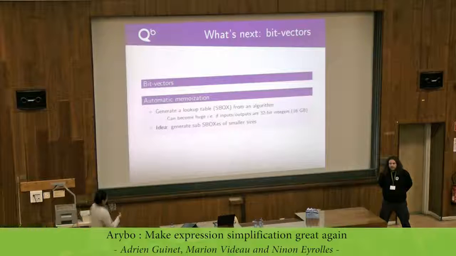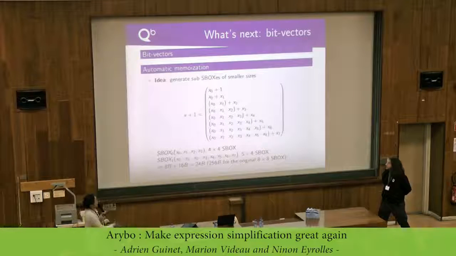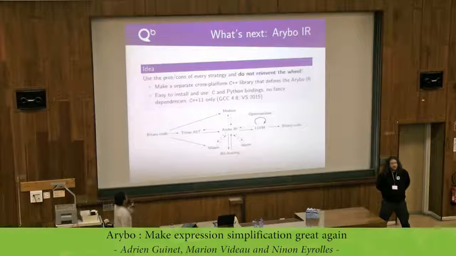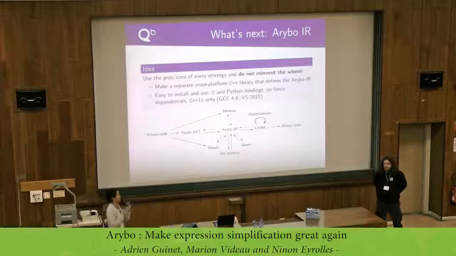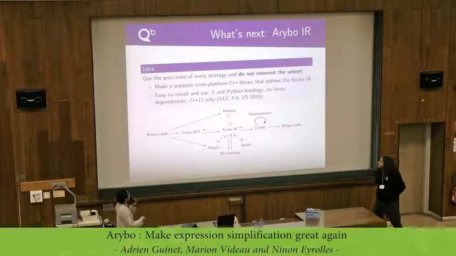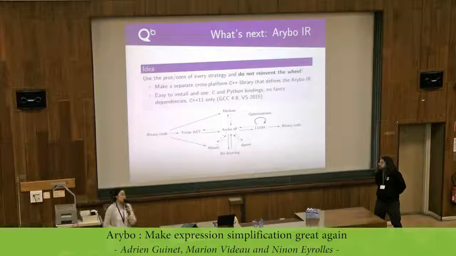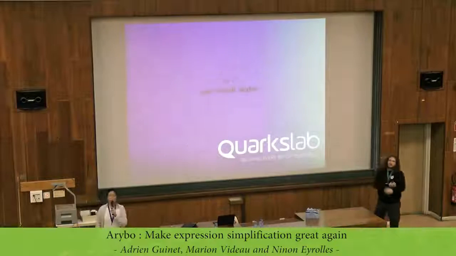And then we would like to do automatic memoization, and it's not the part that I'm going to talk a lot about, but it's some kind of reducing the size of the representation of S-boxes. And then that's the great dream, managing to be at the center of everything. You take all the different intermediate representations, you put them in Arybo, and then you're able to process it, to optimize it with LLVM, and at the end you get binary code. And that's all. Thank you.